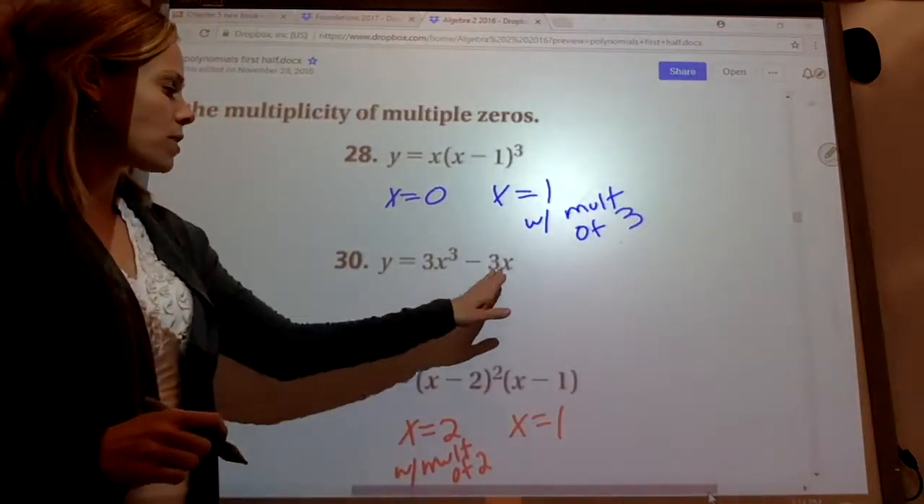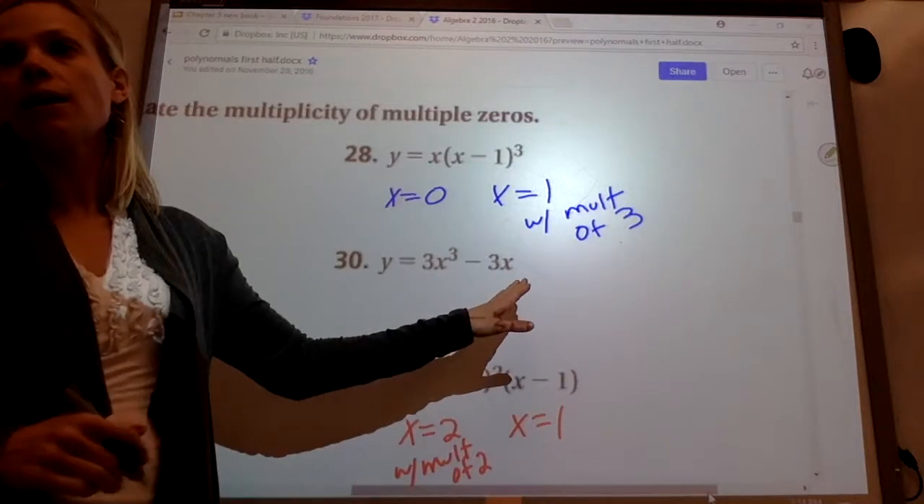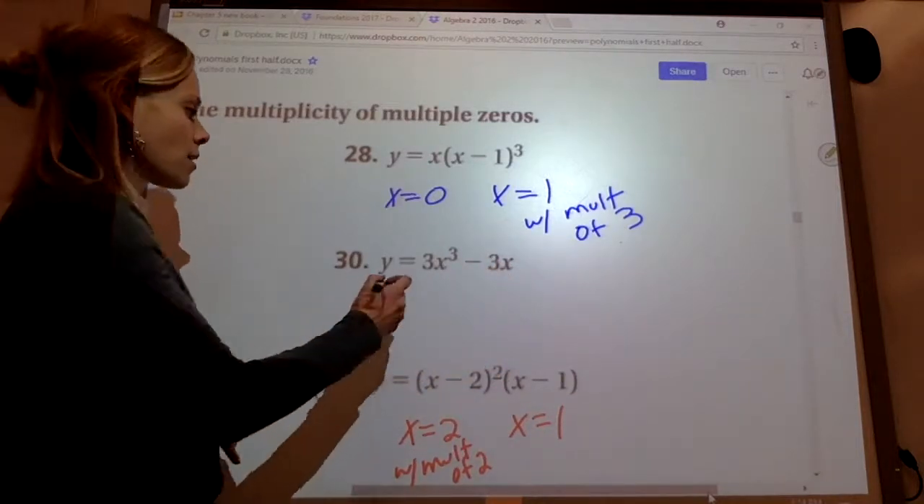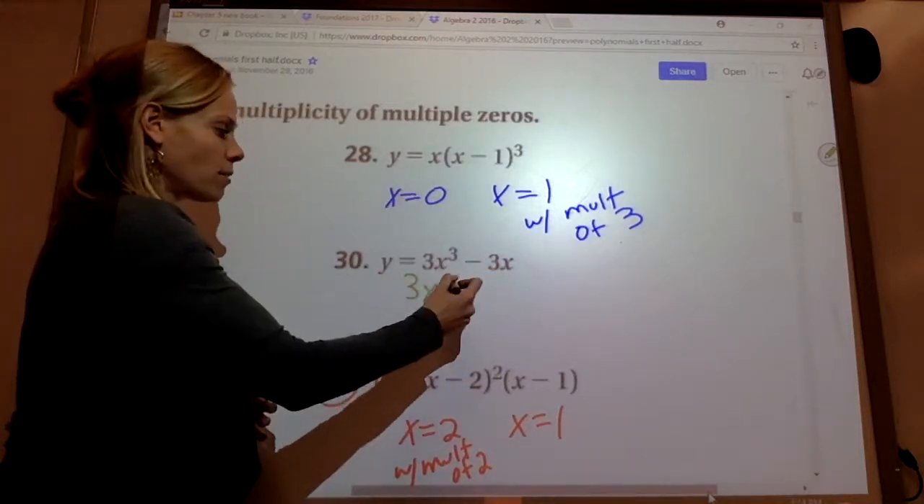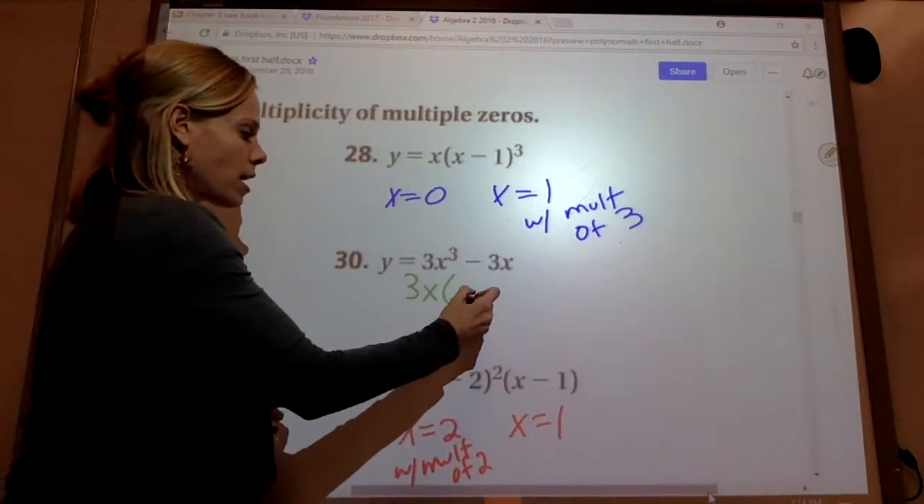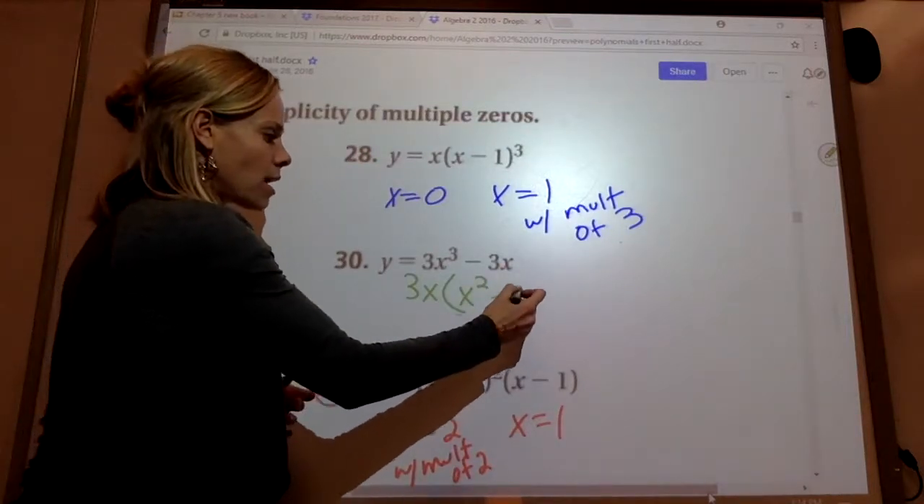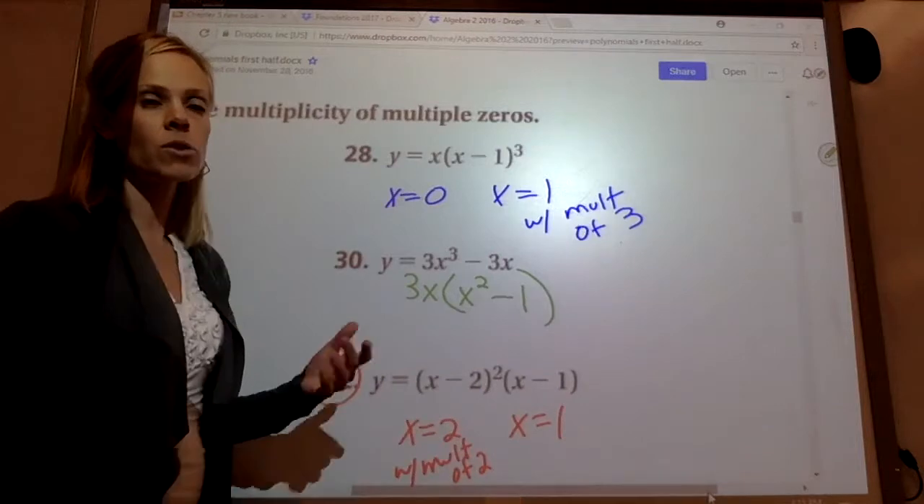So I look at both of these terms. What do they have in common besides an x? A 3. So I can take a 3x out of both terms. What's left? X squared. What's left? Nothing but a 1, right? There's always a 1 left.